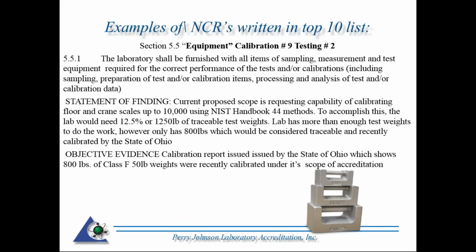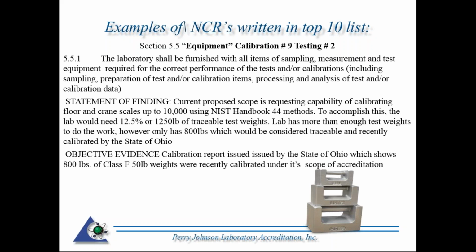Section 5.5 is equipment, and it's on both testing and calibration. So typically with equipment, we're looking at, you have to have basically the equipment to do the job. It has to be calibrated before being put into service. You have to maintain equipment records. Any equipment that's been determined to be not operating correctly has to be labeled and segregated so as to not allow use of that particular equipment.